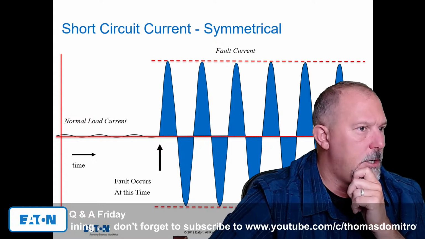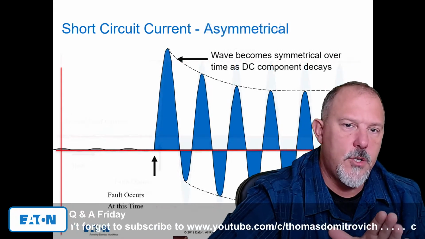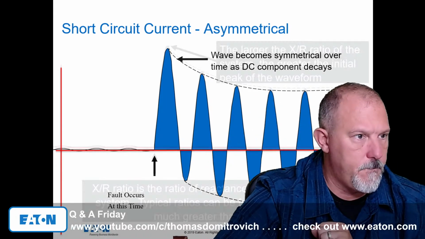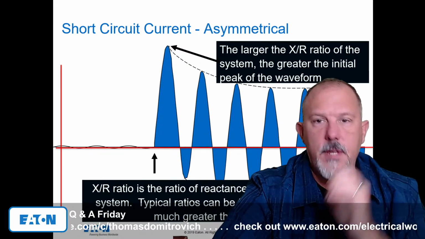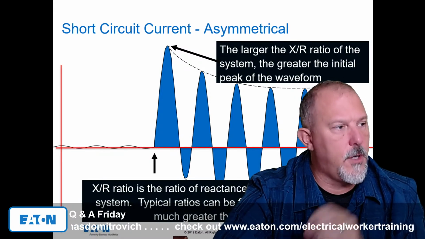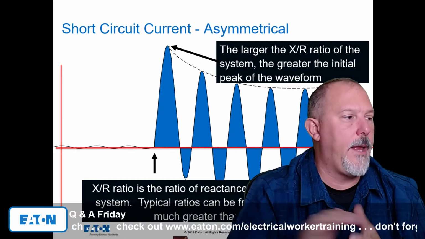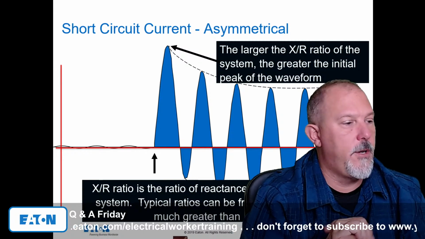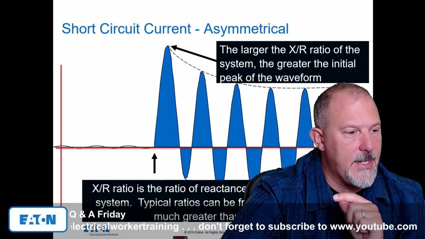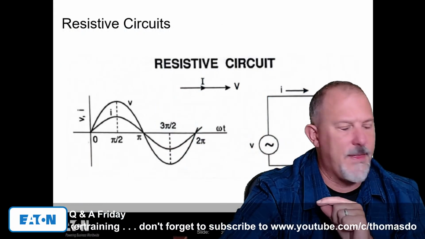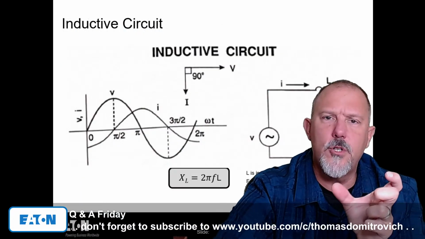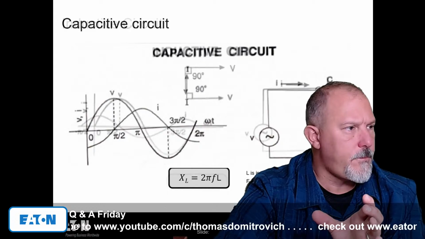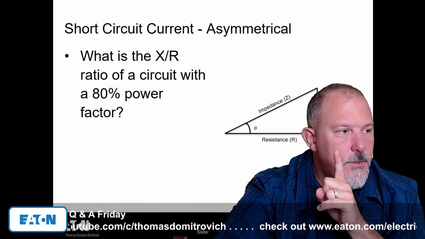Okay. And what the X to R ratio is doing for us is giving us that DC offset, that asymmetrical first half cycle. So the larger the X to R ratio, the greater the initial peak of the waveform. And typical ratios are from 5 to 6 to 1, up to much greater than 10 to 1. And what we test our breakers for is, I think, 6 is worse. And what we're doing basically is showing that difference between the two waveforms, between V and I.